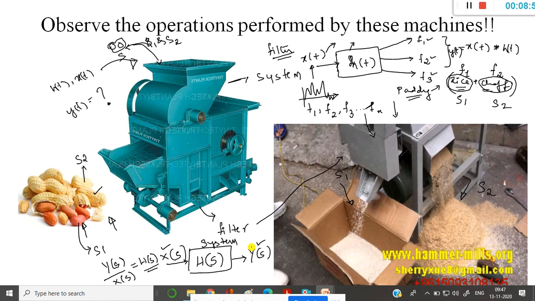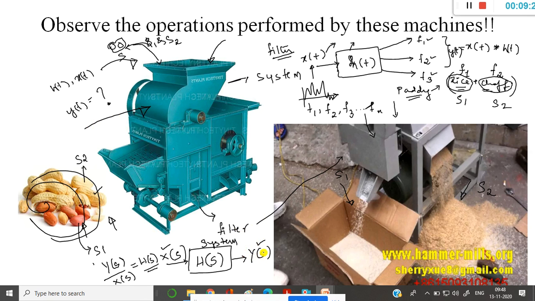But is that the way to design practical things? Is it the way to interpret practical things? No way. What is to be done? I should know what input I should give for my system, and the output I am trying to predict. Then only is it possible to design such systems, right?